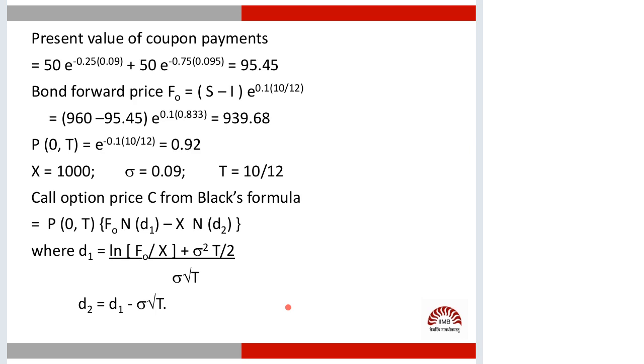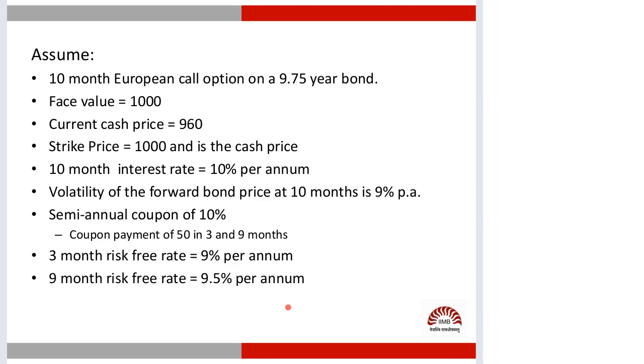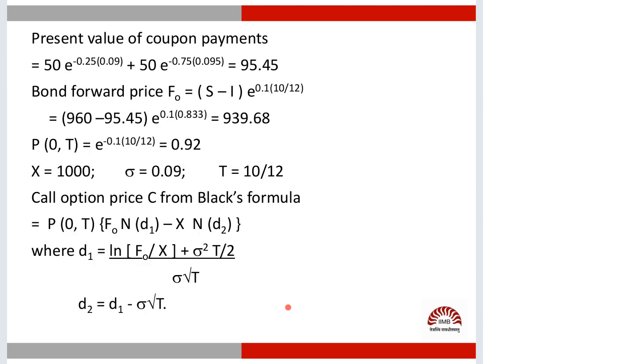So what do I do? I calculate the present value of these two coupons that I will receive, 50 in 3 months and 50 in 9 months, and that is how I've computed it. Interest rate is 9% and 9.5%, which is what I get from the lower part out here. Time is 3 months, 0.25, or 9 months, which is 0.75. And if you add that, you'll end up getting 95.45.